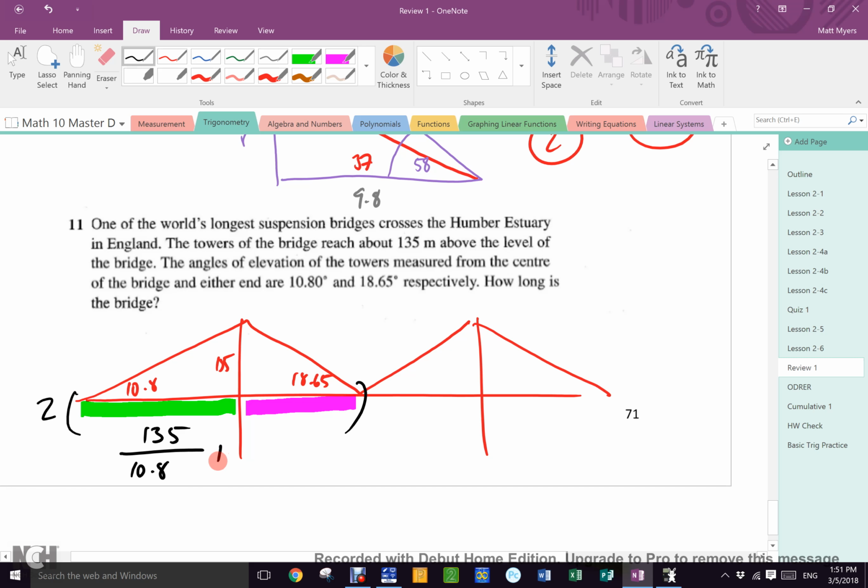Plus what? Now, you shouldn't even need to think about this now, right? Math's a pattern. If this side was 135 over tan of 10.8, what's this side? 135 over tan of 18.65. And then what do you do with that whole answer? Times by 2, and it's something like 2,215.